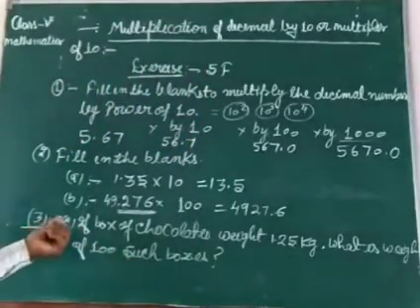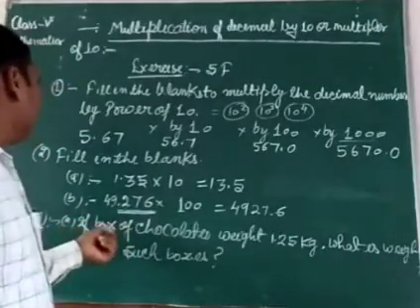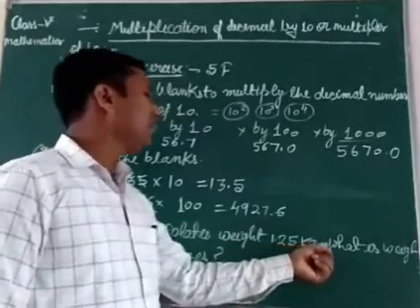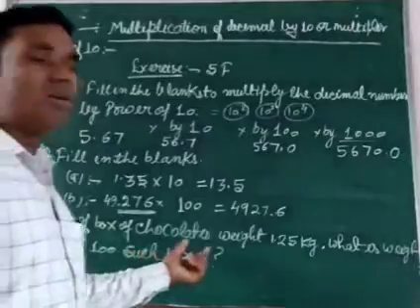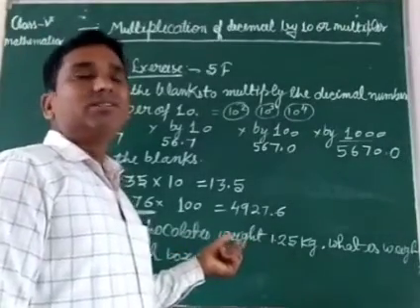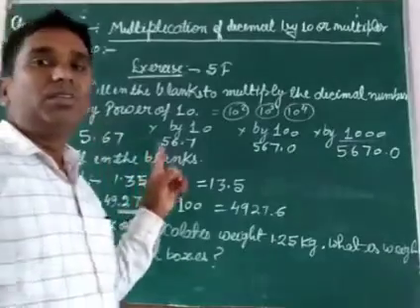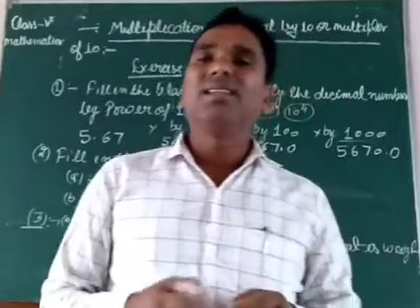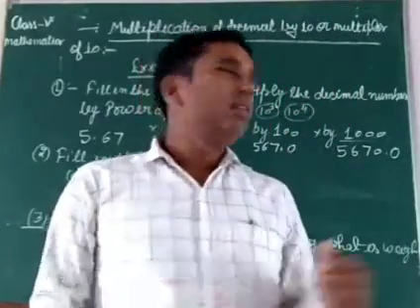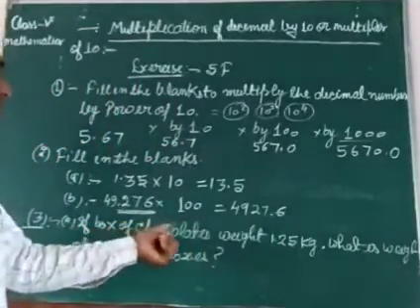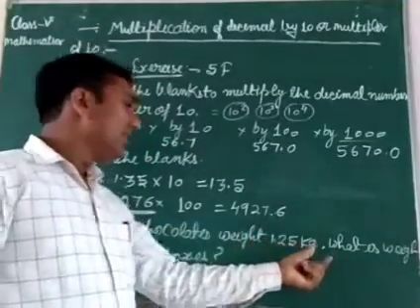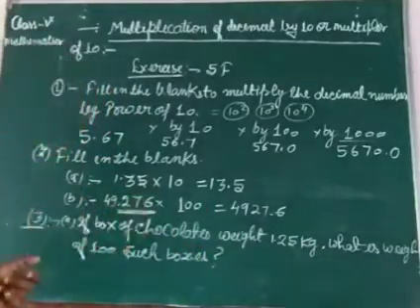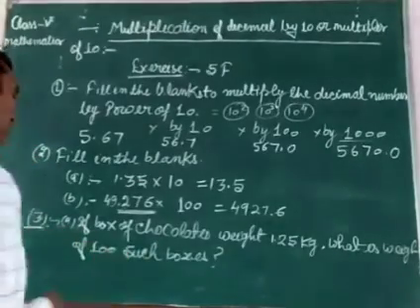Question number 3, word problem. If a box of chocolate weighs 1.25 kg, what is the weight of 100 such boxes? In previous videos I told you, if one thing's value is given and the value of more things needs to be found, in that case you will multiply. Here one box of chocolates weighs 1.25 kg. You need to find 100 such boxes. How will you find? You will find by multiplication. First write down the step, then start multiplying.